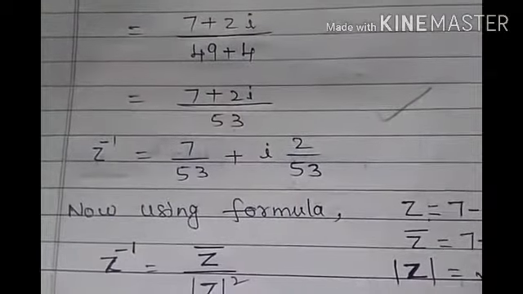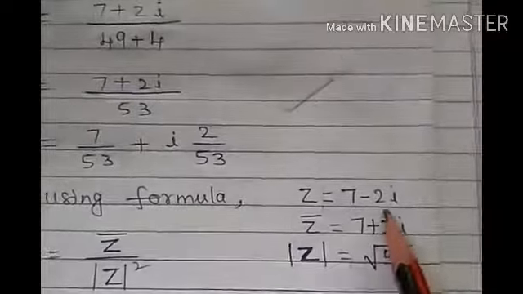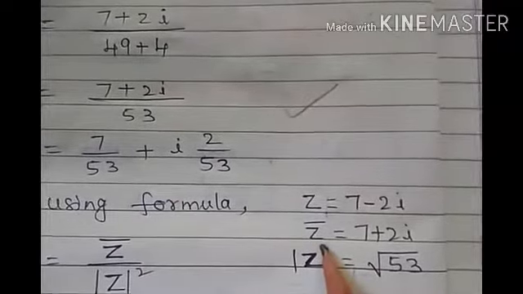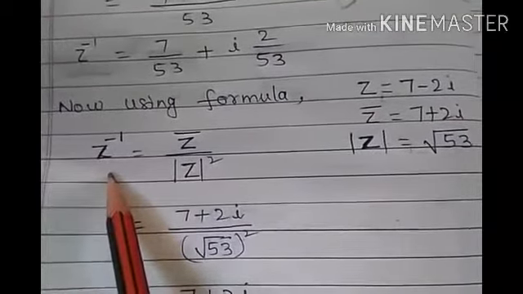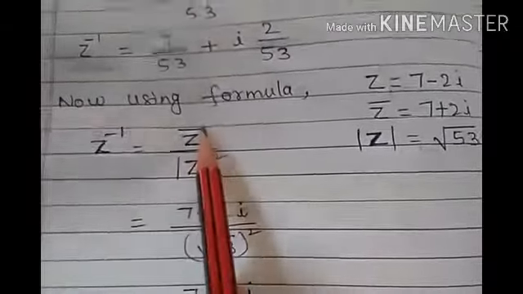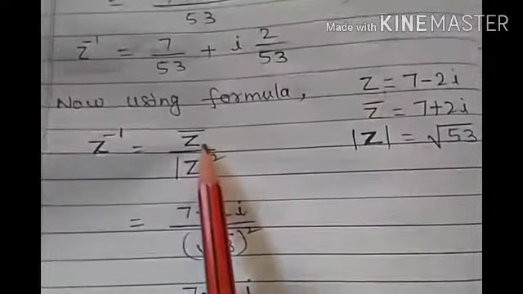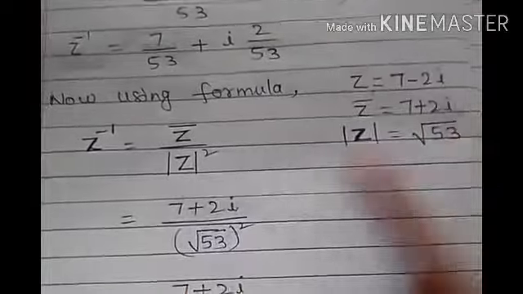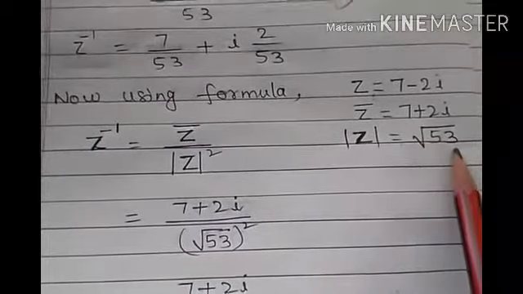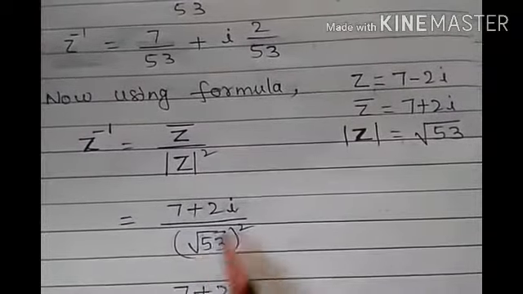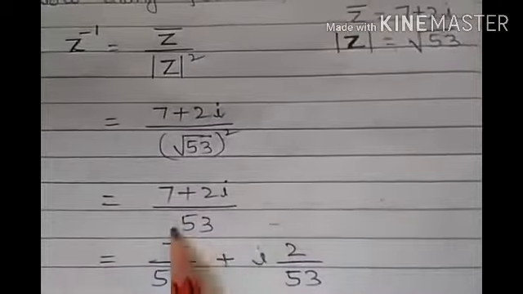Now using the formula: given Z is equal to 7 minus 2i, the conjugate of Z is 7 plus 2i and the modulus of Z is equal to root 53. So mod Z whole square is root 53 whole square. The formula of multiplicative inverse is Z inverse equal to Z conjugate by mod Z whole square. Z conjugate is 7 plus 2i, so it is 7 plus 2i by square root of 53 whole square, which is equal to 7 plus 2i by 53.